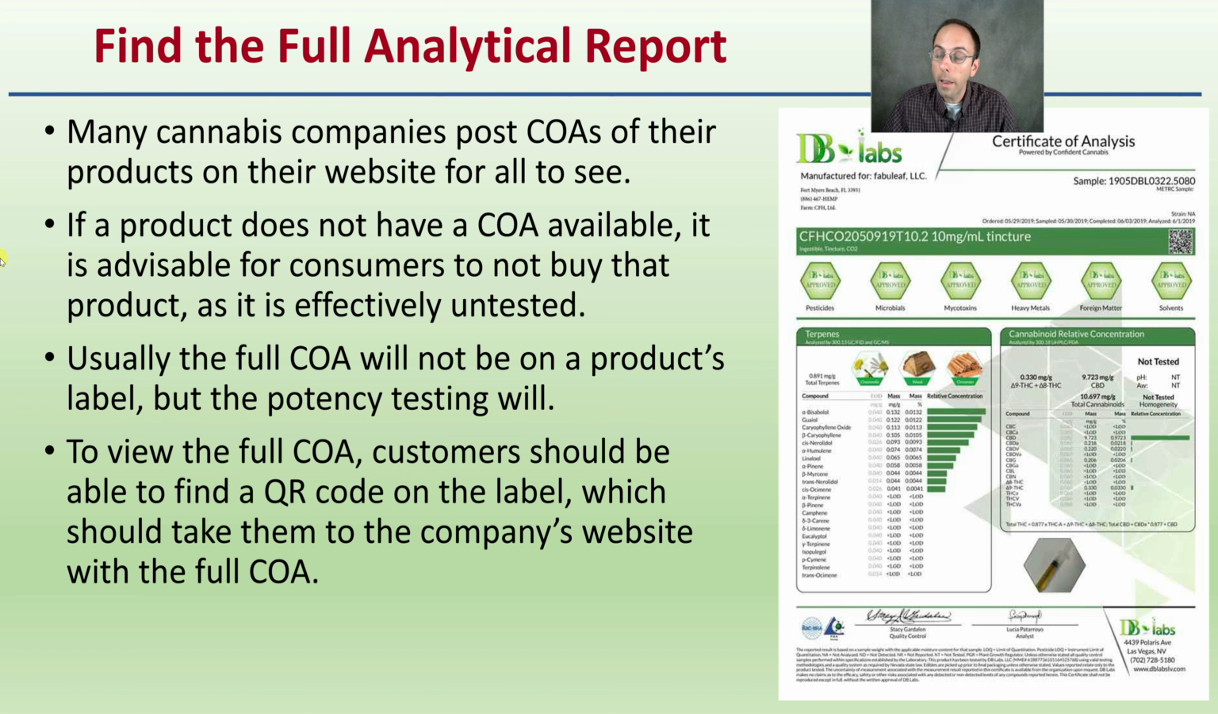If a product does not have a COA available, it is advisable for consumers to not buy that product and is effectively untested. Usually the full COA will not be on a product's label, but the potency testing will. To view the full COA, consumers should be able to find the QR code on the label, which should take them to the company's website with the full COA. And at the very least, if this is not possible, it should be available upon request.